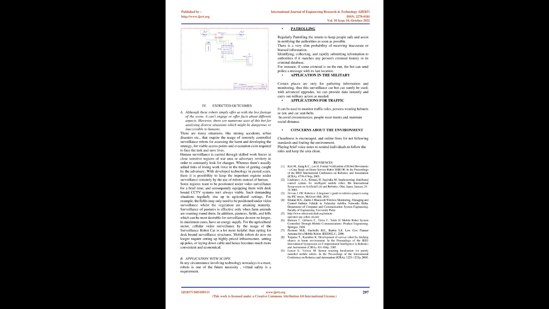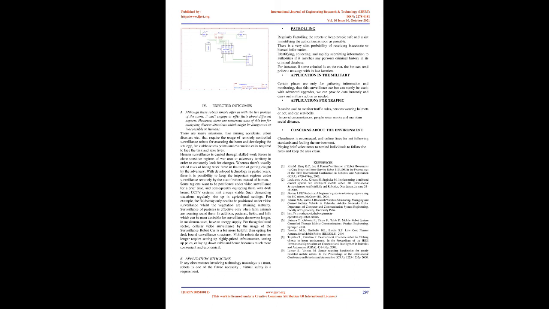4. Expected outcomes. A. Although these robots simply offer us the live footage of the scene, they can't engage or offer facts about different aspects. However, there are numerous uses of this bot for analyzing diverse situations which might be dangerous or inaccessible to humans. There are many situations, like mining accidents, urban disasters etc., that require the usage of remotely controlled surveillance robots for assessing the harm and developing the strategy, for viable access points and evacuation exits required to face the task and save lives.